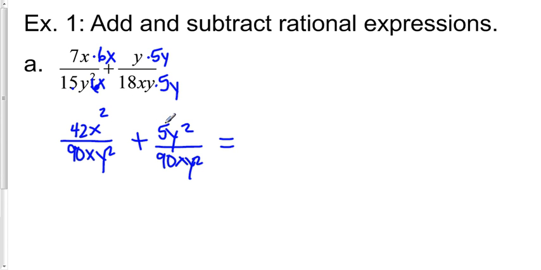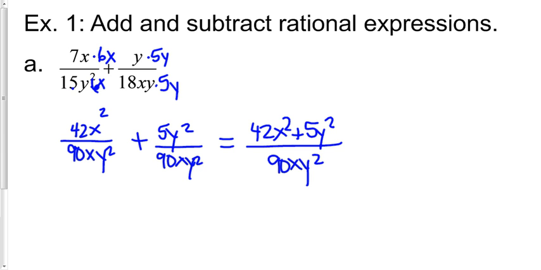42x squared plus 5y squared. I don't have any like terms there, so I'll just write them both separately. Over, now we keep the common denominator, which is 90xy squared. Now if you wanted to, you could look here to see if there's anything to simplify, but in this case there's not, and so this is our final answer.